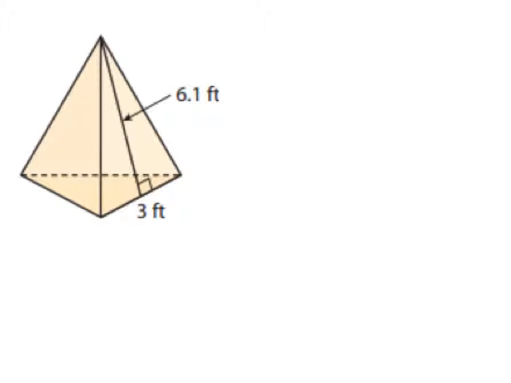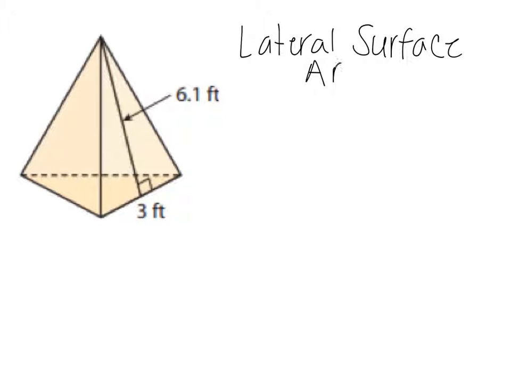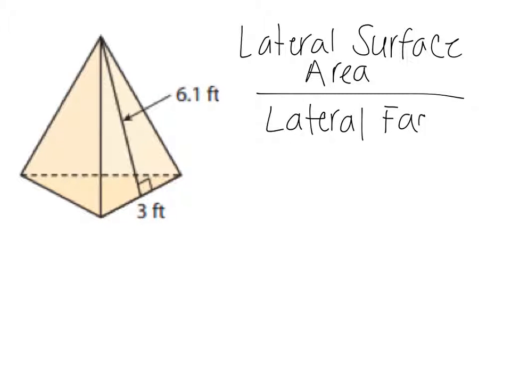In the previous video, we talked about how to find total surface area, which means covering all sides of a solid. Today, what we're going to talk about is lateral surface area. Lateral surface area is covering only the lateral faces. Basically, this means no bases.